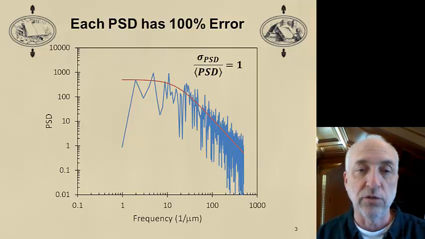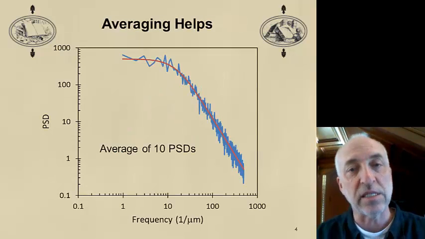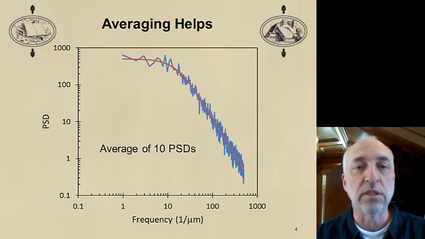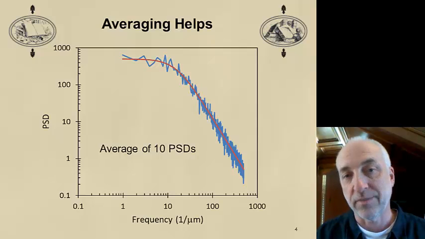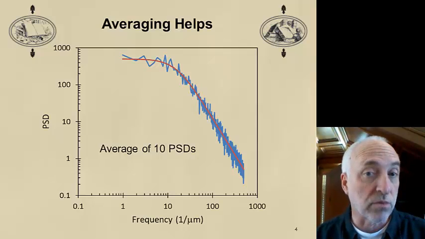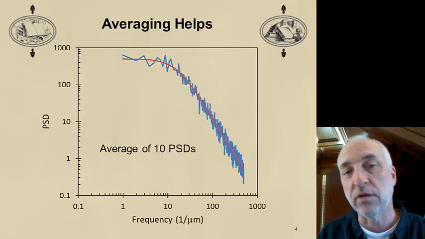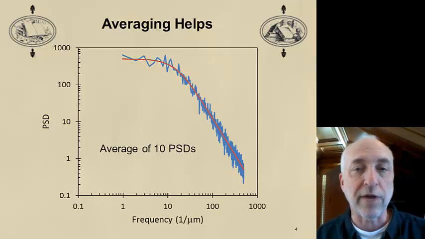Here I show a noisy PSD, and here's what happens when you take 10 PSDs and average them together. So if I had 10 different features and I measured them and extracted PSDs for each one of them, average them together, I get something like this. You can see we're beginning to see the underlying shape of the PSD much more clearly. Of course, I'm showing you in the red line what the true value is, so it helps the eye.